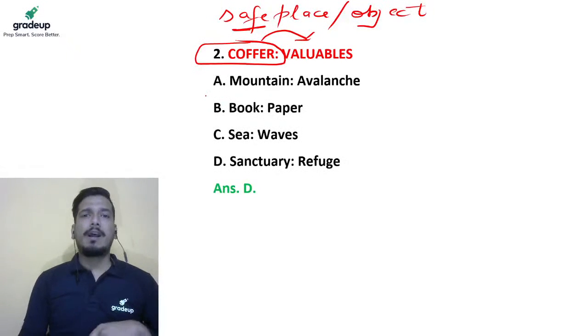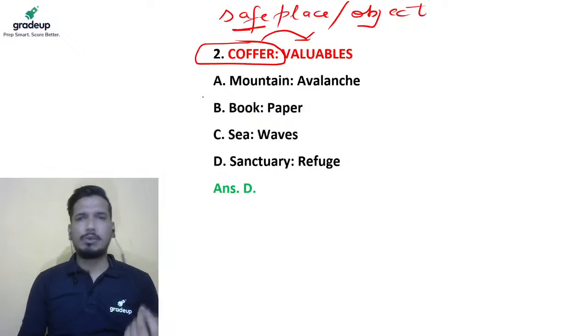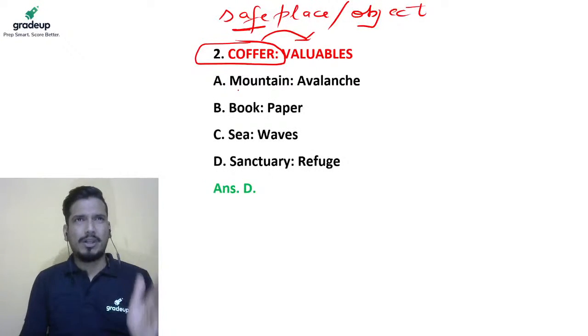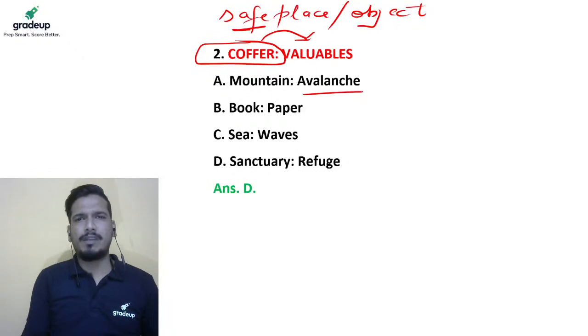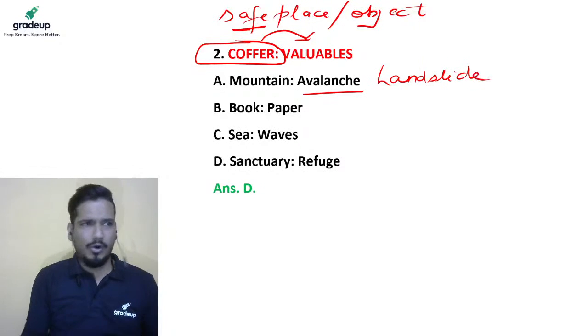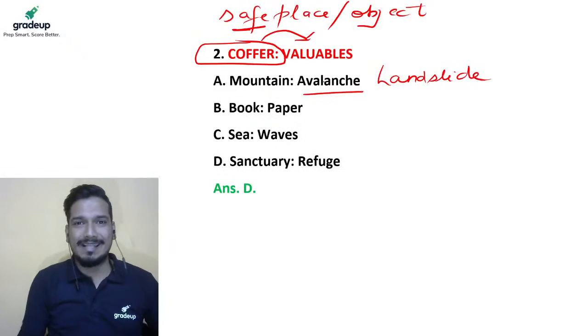Option number A, mountain is to avalanche, right? Now, mountain is not a safe place for avalanche. Avalanche means a landslide, basically. So obviously, I cannot say that mountain is a safe place for landslide. It does not make any sense.